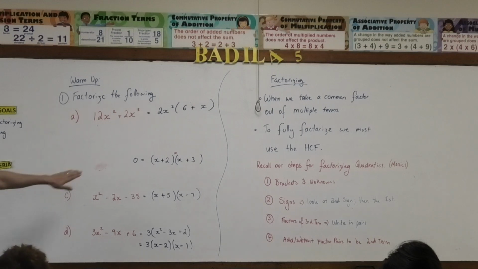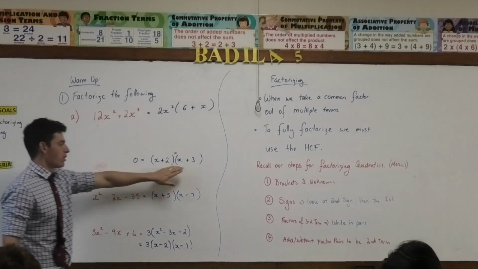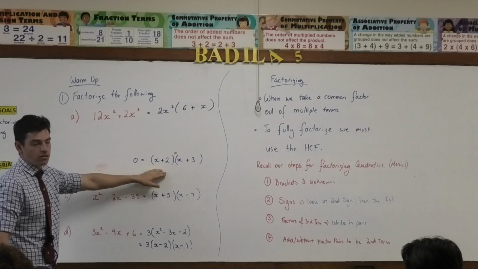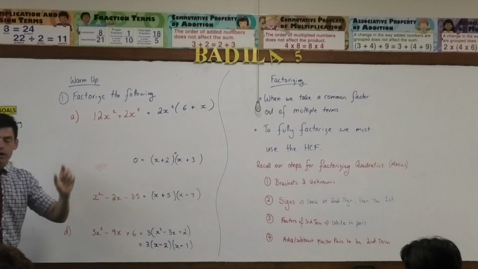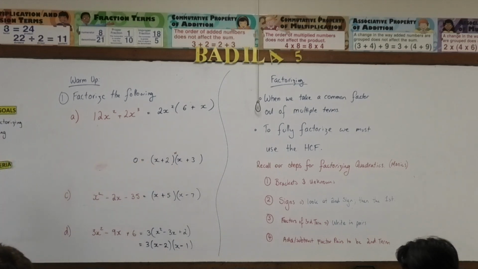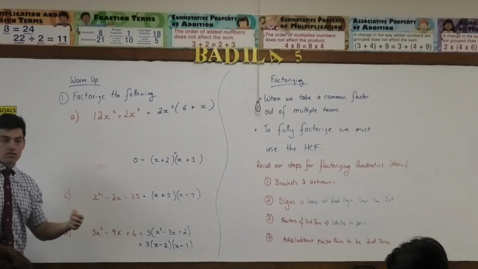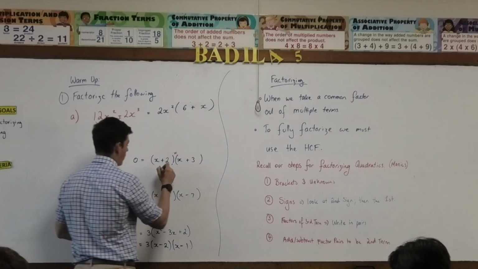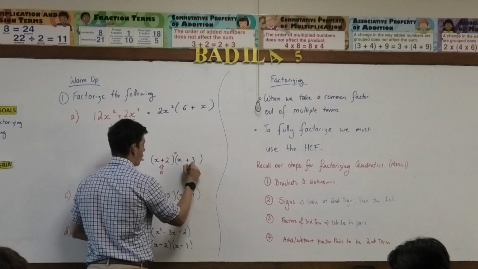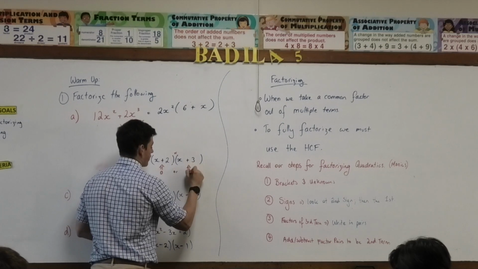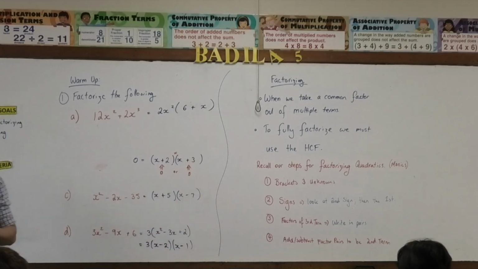What's the only way that this will work? I've got two numbers multiplied together. They have to equal 0. What's the only way that will happen? When one of those numbers is 0. So I need to go through the scenario where either this is 0 or this is 0, correct? Tell me when that happens.